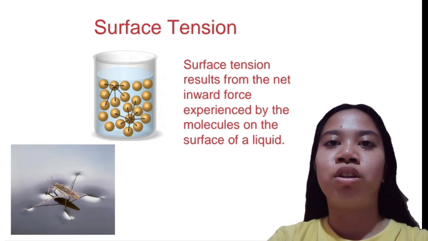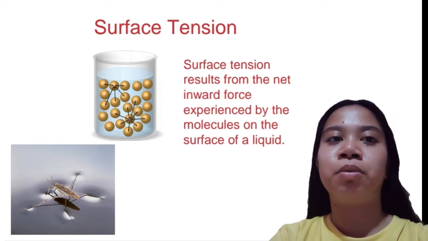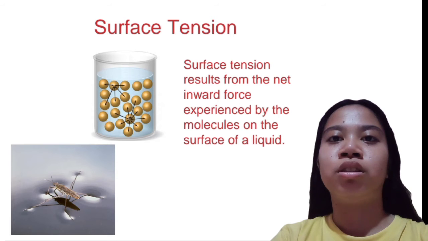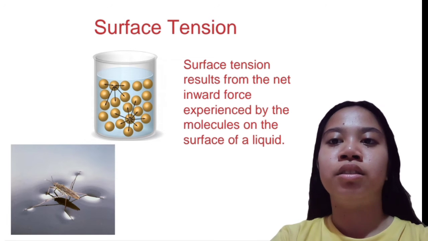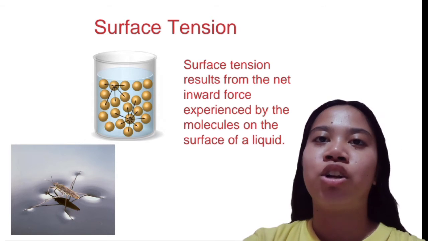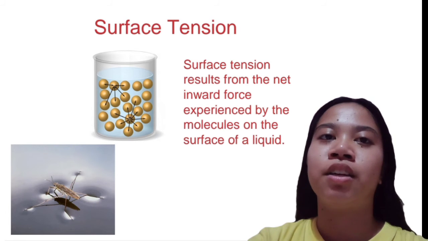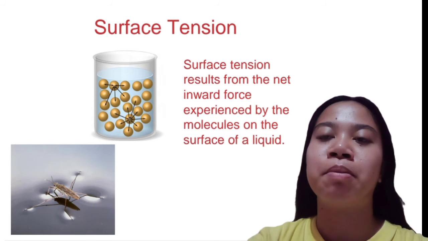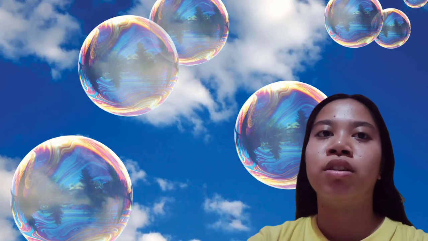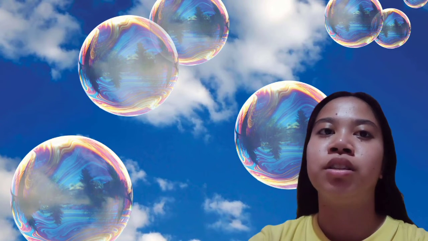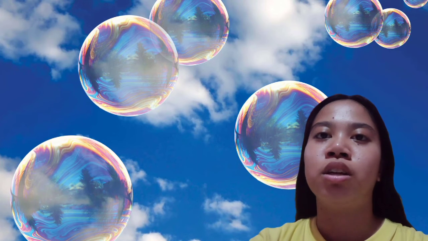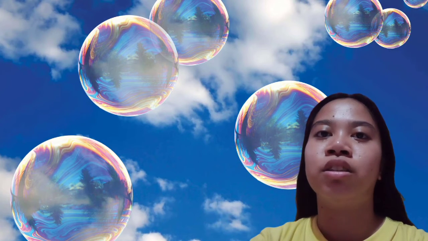Surface tension results from the net inward force experienced by the molecules on the surface of a liquid. Surface tension is the property of a liquid surface displayed by its acting as if it were a stretched elastic membrane. This phenomenon can be observed in the nearly spherical shape of small drops of liquids and of soap bubbles. Because of this property, certain insects can stand on the surface of water.